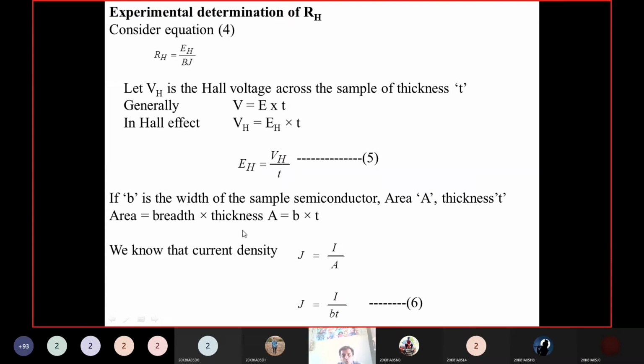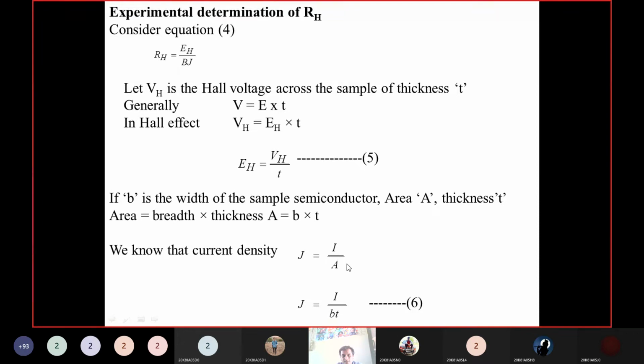Now we can also consider the current density. Previously J is equal to NEV. The current density formula is actually J is equal to I by A. Current passing through unit area is called the current density. So current density J is equal to I by A. We know that A is equal to B into T. Substitute that value here.